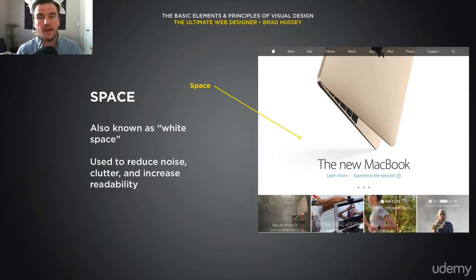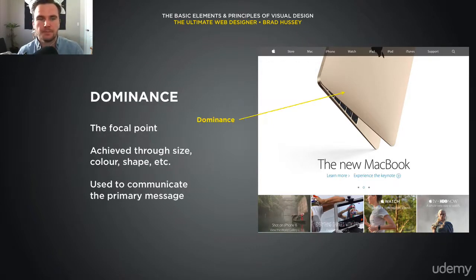Space is also known as white space and is used to reduce noise, clutter, and increase readability within a design or website. So here with the Apple homepage, you can see a lot of white space being used to accentuate the new MacBook. Dominance is the focal point achieved through size, color, shape, and so on and so forth, and is used to communicate the primary message. Here again with the homepage of the Apple website, the new gold MacBook obviously has dominance over this page.